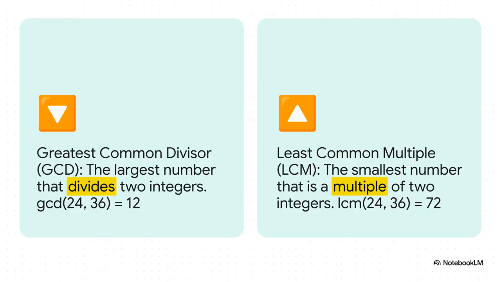Now, before we get to our next big algorithm, we need to make sure we're clear on 2 really important ideas, GCD and LCM. The greatest common divisor, or GCD, is pretty self-explanatory. It's the biggest number that divides both of your integers. And the least common multiple, or LCM, is the smallest number that both of your integers divide into. So for 24 and 36, their GCD is 12, and their LCM is 72.